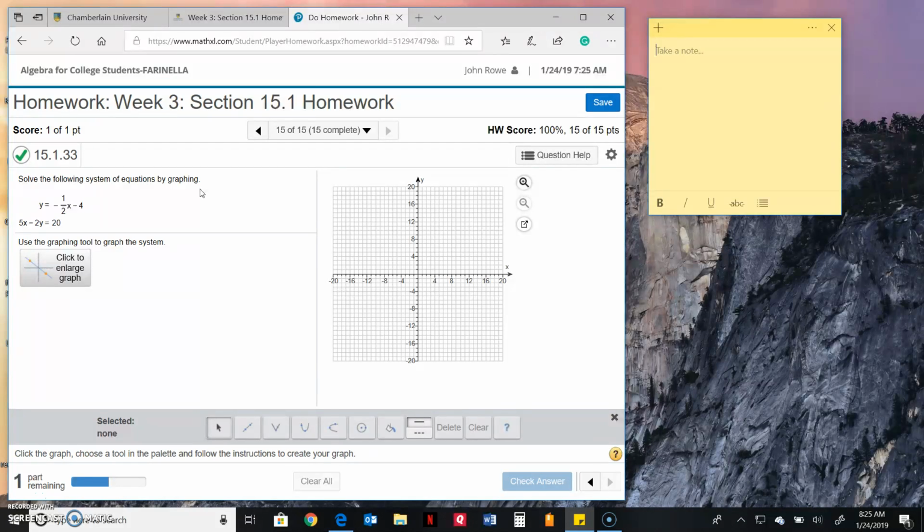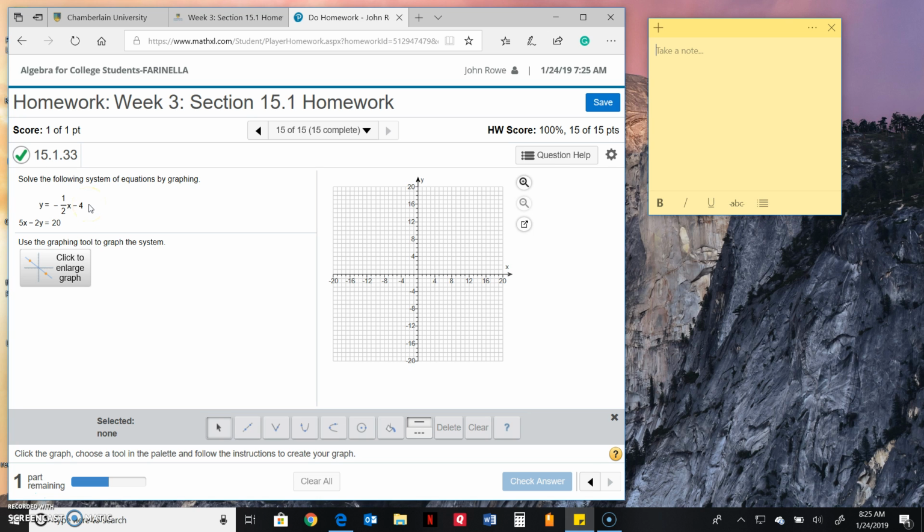Let's solve an equation by graphing. y equals 1 half x minus 4 and 5x minus 2y equals 20. First, let's take this top equation and figure out the x-intercept and y-intercept.